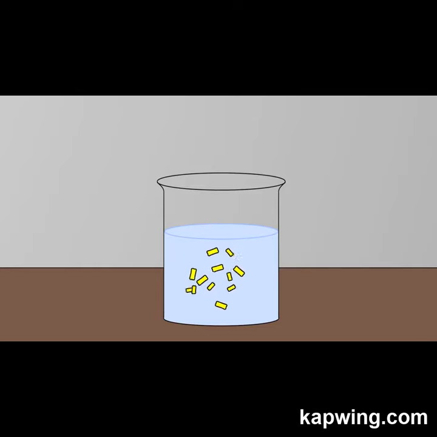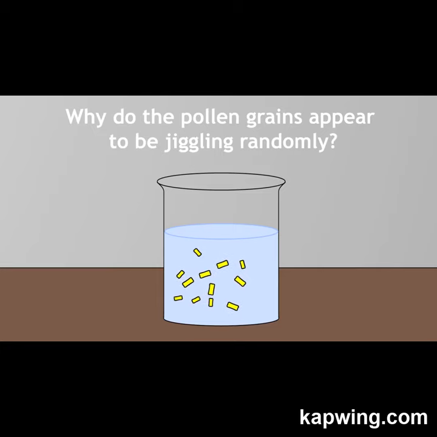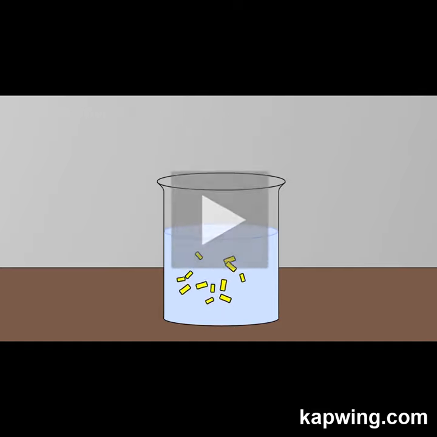Now, here's a challenge for you. Thinking about what we know about dust particles, can you explain why the pollen grains appear to be jiggling randomly? Pause the video and continue when ready.